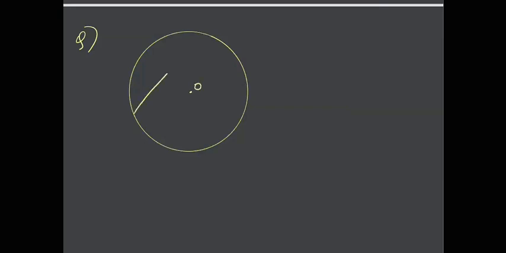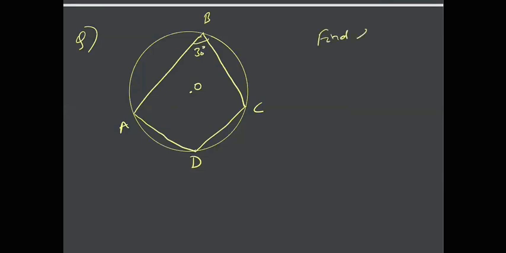So let us do a question now. Say this is a circle and this is the center. So this is A, or say this is B, this is C, and this is D. So this angle is say 30 degrees. Okay, find angle ADC. So this is the question. Try to solve it. If you get the answer, then let me know in the chat.